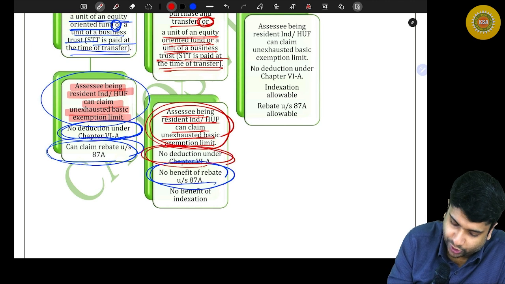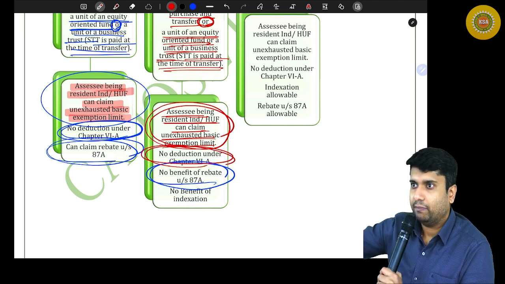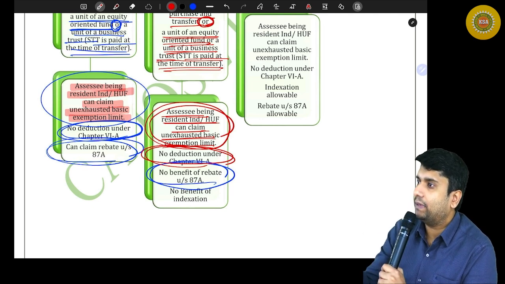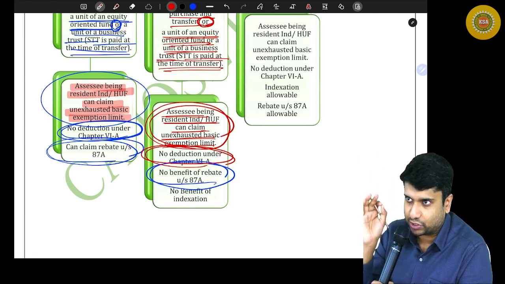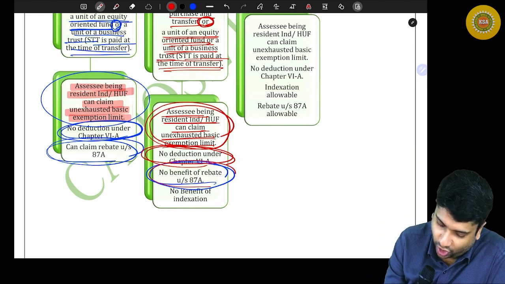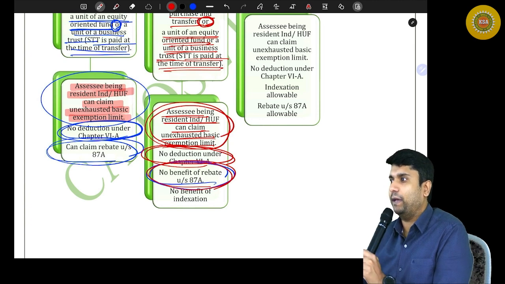Here also you cannot claim any Chapter 6A deduction. From 112A long-term capital gain as well, you cannot claim any Chapter 6A deduction. It is restricted. Moving on. You cannot claim the benefit of 87A rebate over here. 87A rebate is not given.